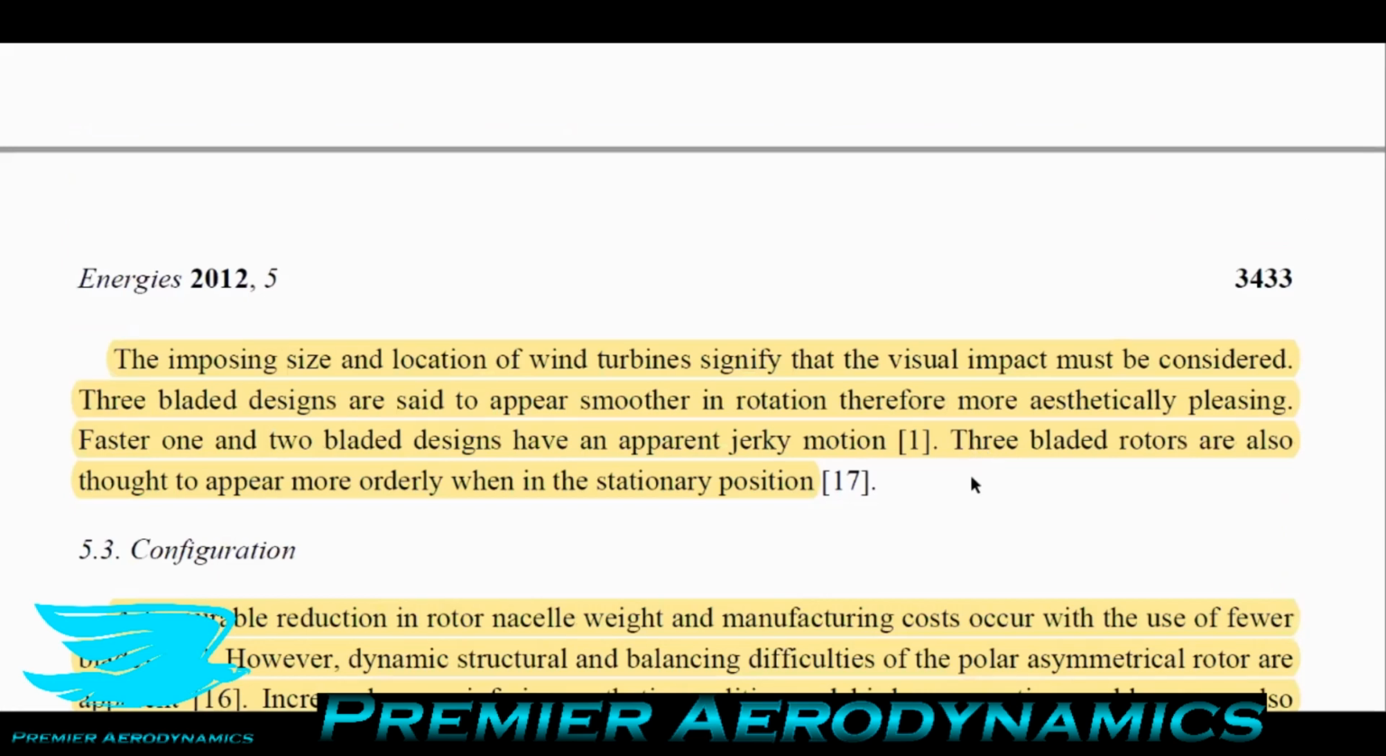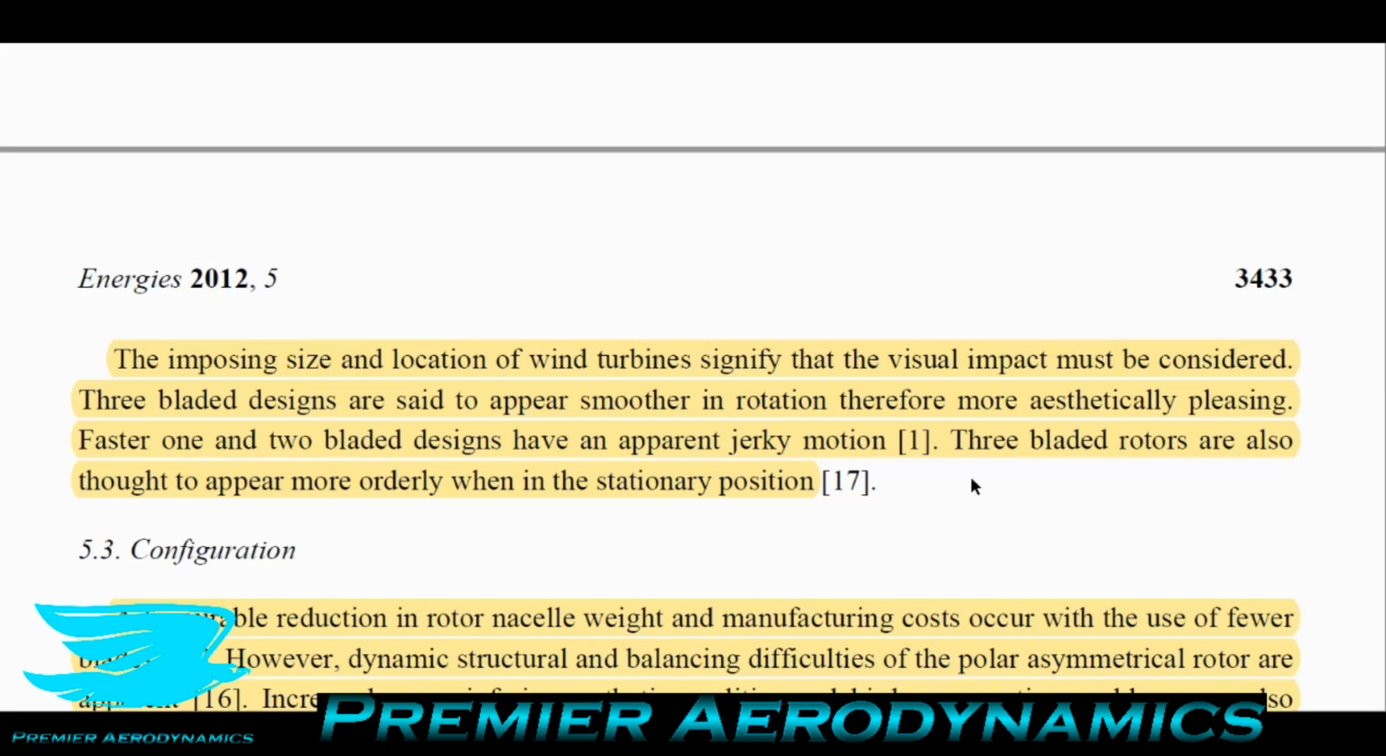So the imposing size and location of wind turbines signify that the visual impact must be considered. However, I think that they look pretty good. I mean, not to put them everywhere, like not in your backyard or whatever, although having one in your backyard looks pretty decent. But having them on mountains and hilltops, on those ridges, they look quite cool when you drive around.